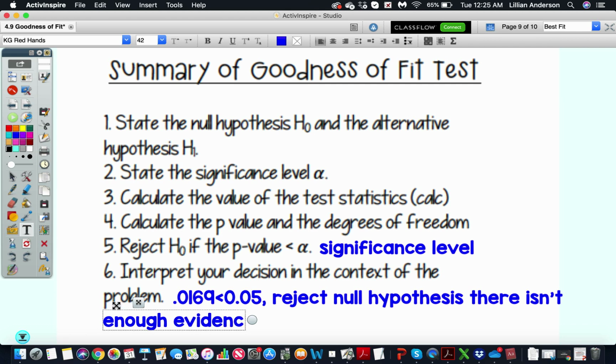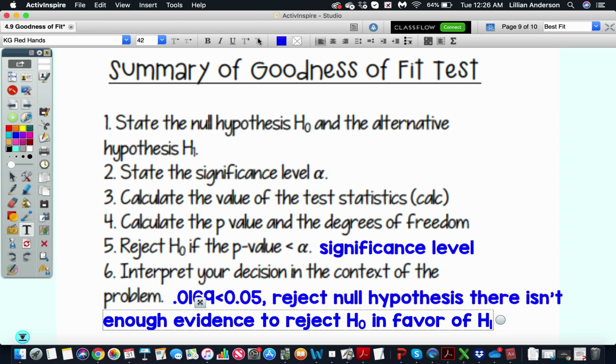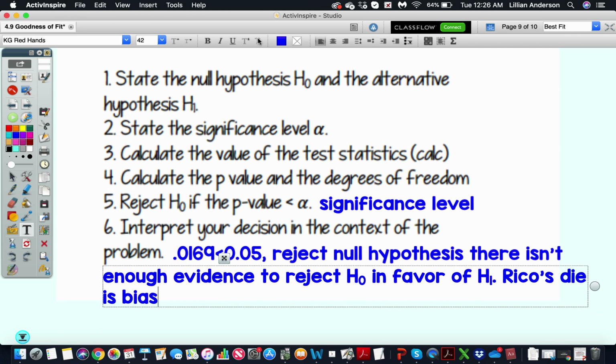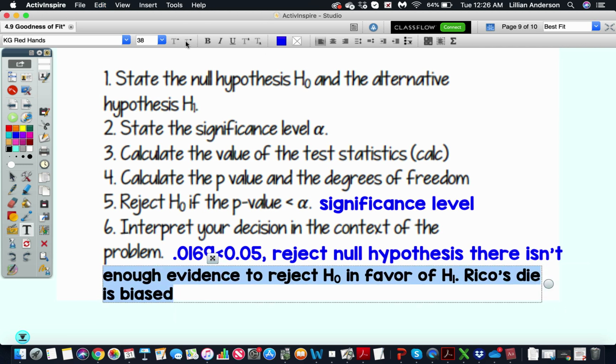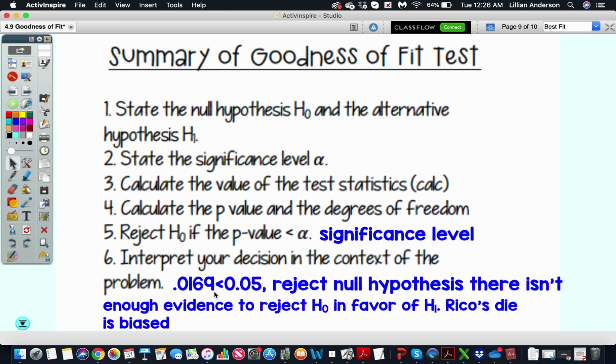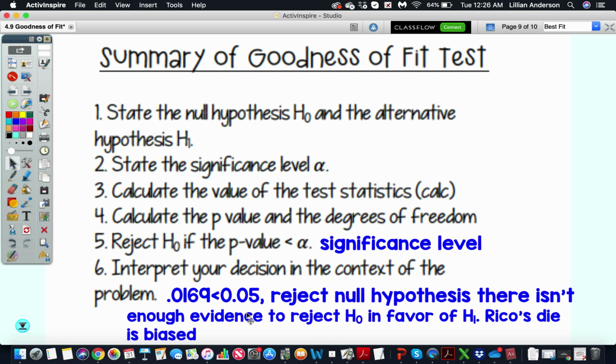There's enough evidence to reject the null hypothesis, and it's in favor of the alternative hypothesis. Again, we're not saying that the alternative hypothesis is correct. We're just saying that it's possible that we might be in favor of the other option. Okay? So, Rico's die is biased, based off of the fact that we had to reject our null hypothesis, saying that it was all equal. Okay? But that's what it means to make sure you interpret it in context of the problem.